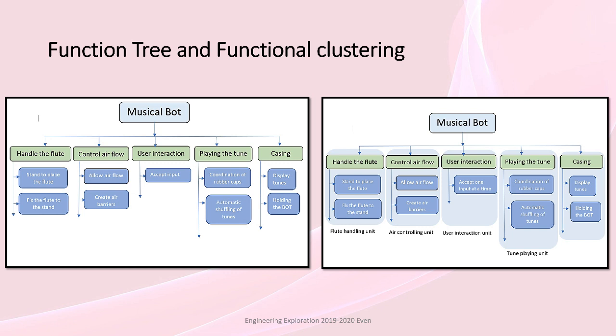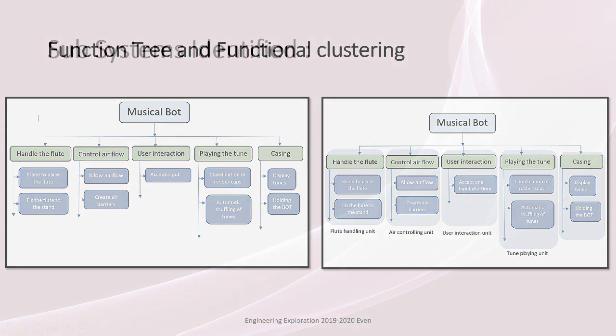Third one is the user interaction unit, which accepts the input from the user to play a particular tune. Fourth one is the tune playing unit, which governs the coordination of rubber caps with the pre-written Arduino code. It also governs the shuffling of tunes as and when required by the user. And the last one is the casing unit, which displays different tunes for the user to select. It also acts as housing for the entire tune playing unit.